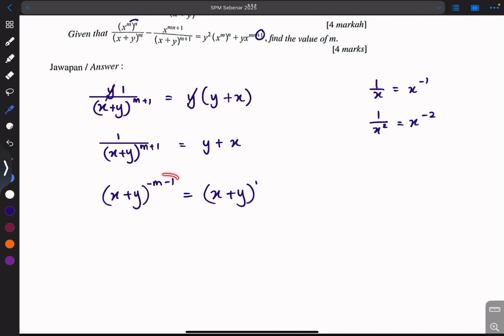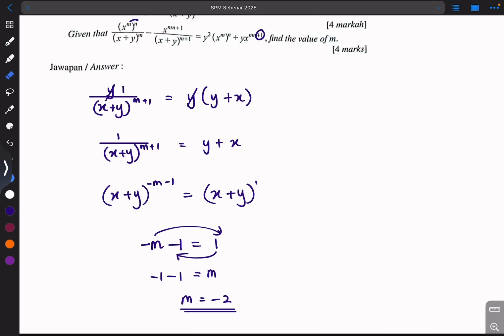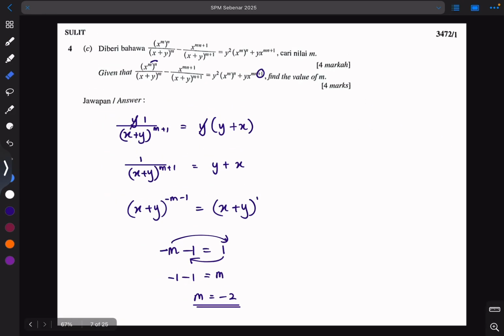Then here we can compare the powers. So negative m minus 1 is 1. So m we bring over there, 1 we bring here, m will equal to negative 1 minus 1. So m is just negative 2. Done. Quite a long question. Quite complex, but they give us 4 marks, so I guess it's fair lah.